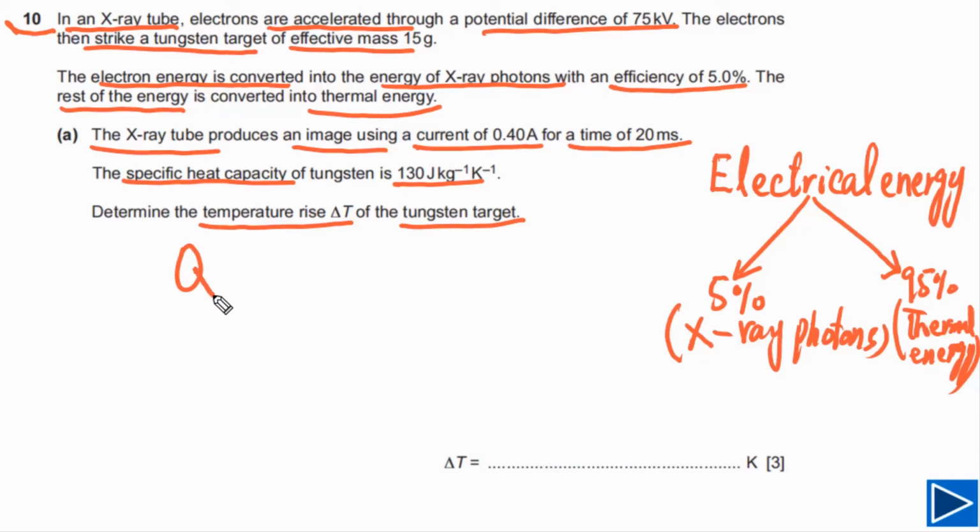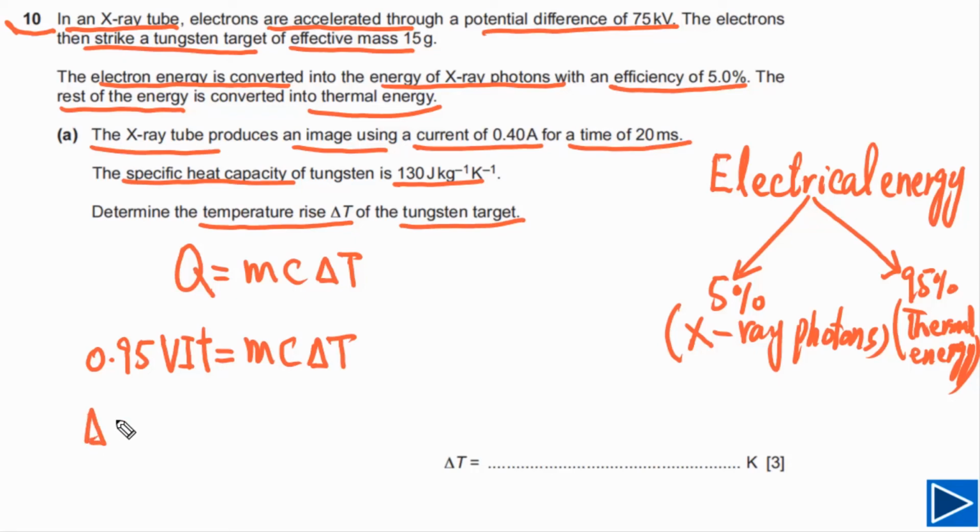We need to calculate the rise in temperature. So simply for this question we have to use Q = mcΔT. Q is the amount of thermal energy, but the thermal energy is equal to 0.95 of electrical energy, and electrical energy is equal to VIt. So this is electrical energy, and this is equal to mcΔT. We need to calculate the value of ΔT. We can rearrange this. We can write down 0.95 and VIt. V is the potential difference, I is current, and t is time, and this one has to be divided by mc.